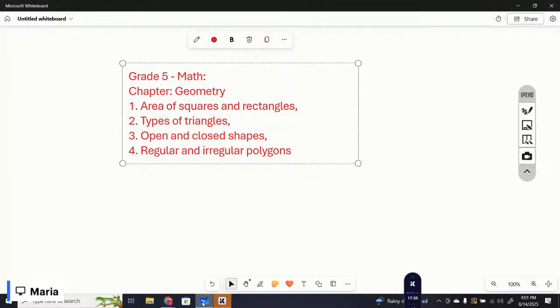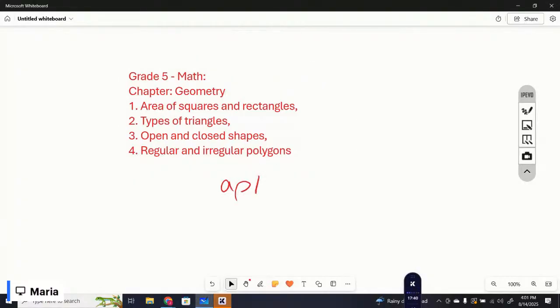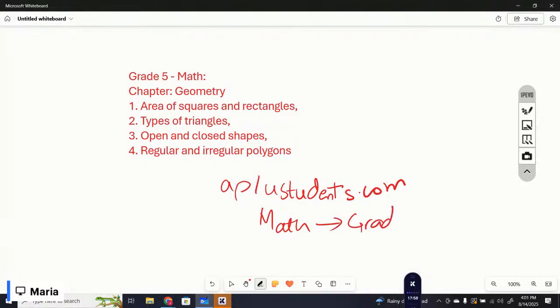You can find all the lessons on aplusstudents.com. You have to log in there using your email address and password as provided by the administrator. Then you have to select math from the subject tab, scroll down to grade 5 math, and then click on view all lessons. There you can find a list of the chapters.